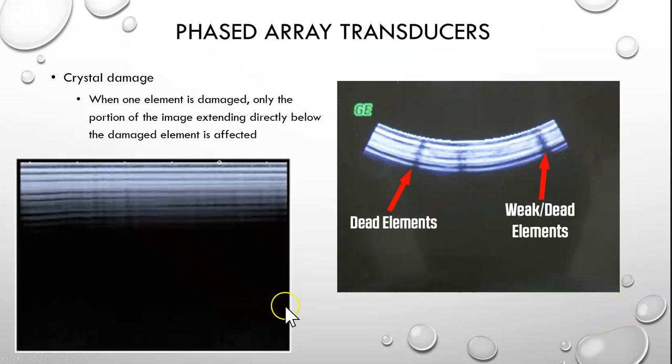Crystal damage with phased array probes, as we said, sometimes when you have damaged crystals, the image isn't so bad that you can't use it. This one on the left has multiple damaged crystals. However, it probably could still make a diagnostic image. The one on the right has several damaged crystal elements, and it would not make a diagnostic image because there's obviously some dropout areas that would affect the ability to see the tissues.